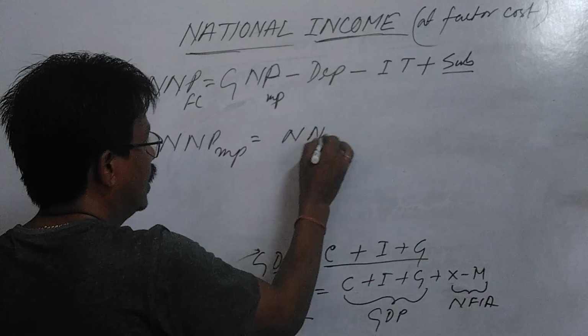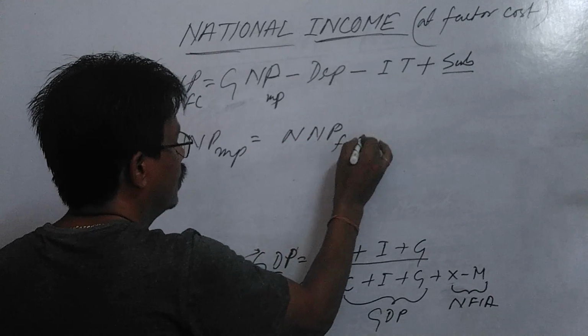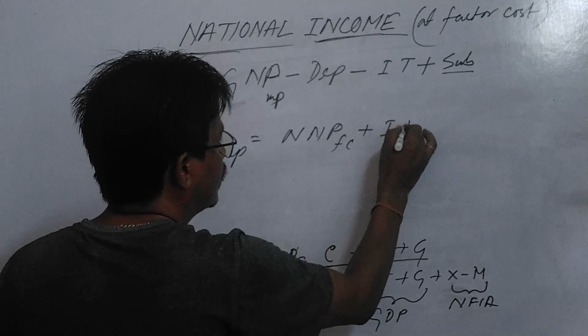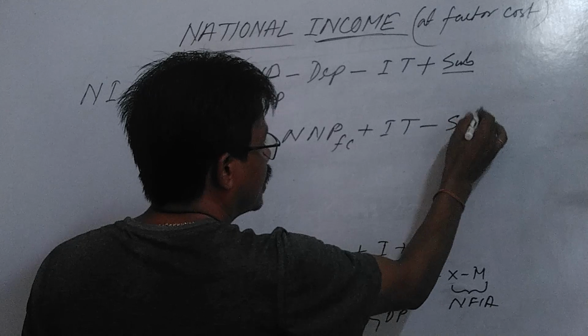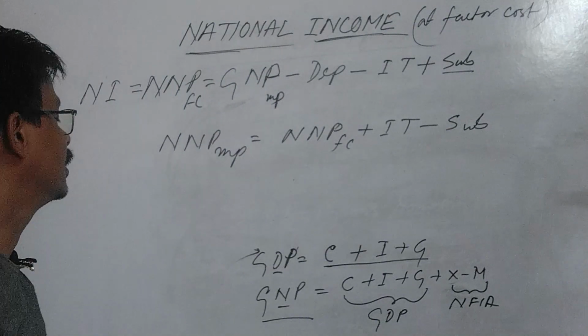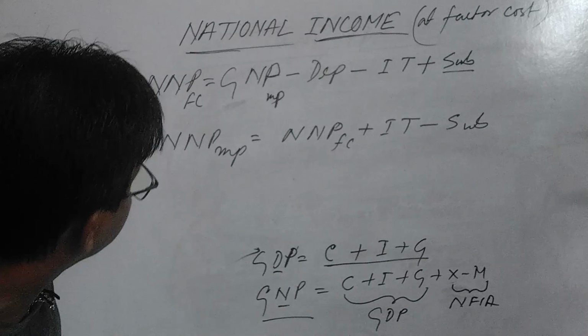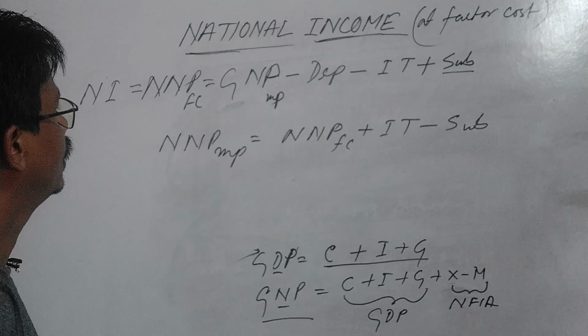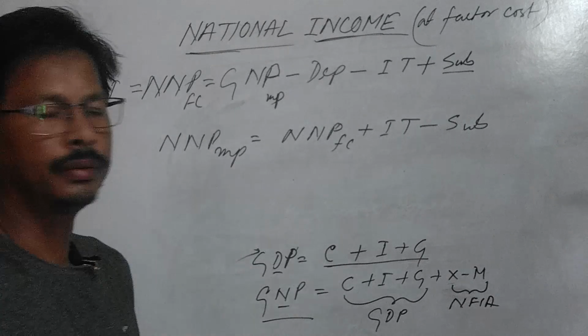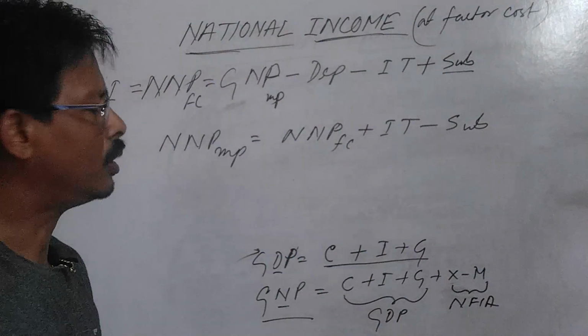What we will add with NNP at factor cost, we will add indirect tax and subtract subsidies to obtain the market price. These are the basic things of the estimation of national income.